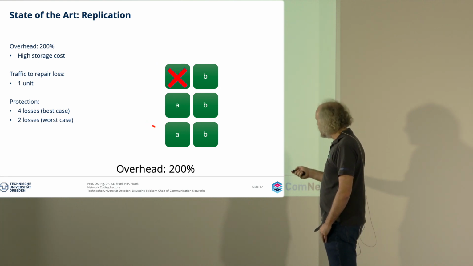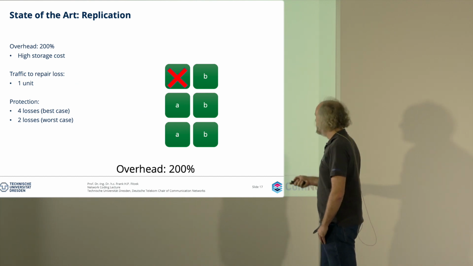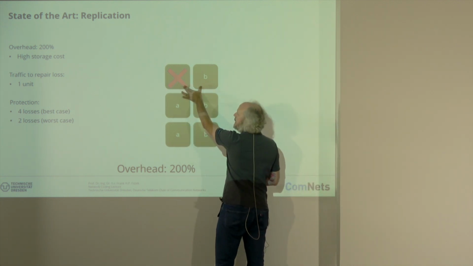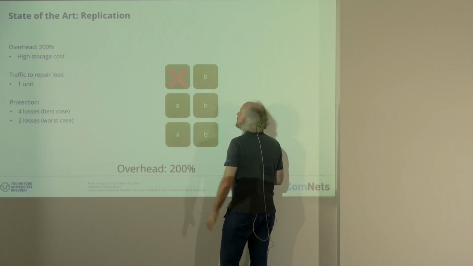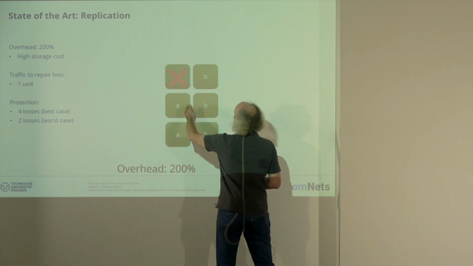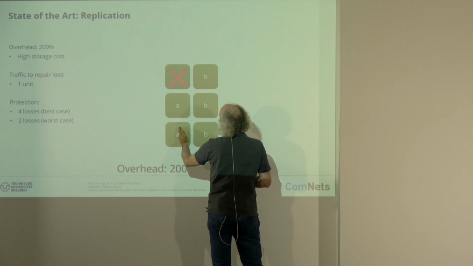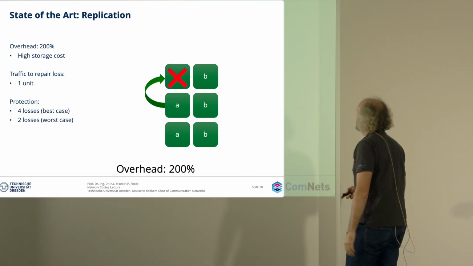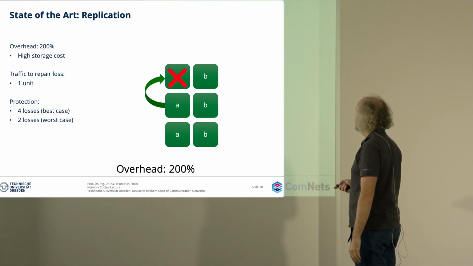So what is the protection of repetition? In our case, 4 losses. If we kill 1, 2, 3, 4, we still keep the information. And 2 in the worst case, which means if you kill all of them, right, here, over there, there's nothing that is left over in the one. So in this case, it's just a copy, right?